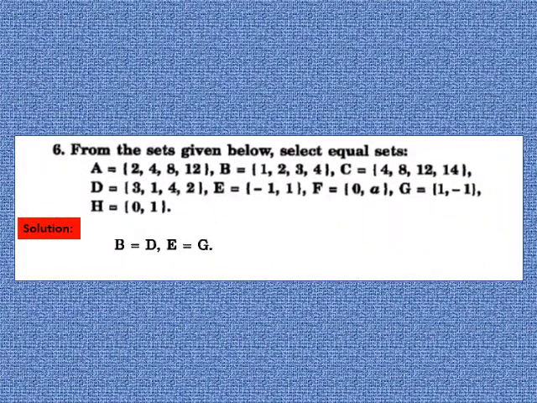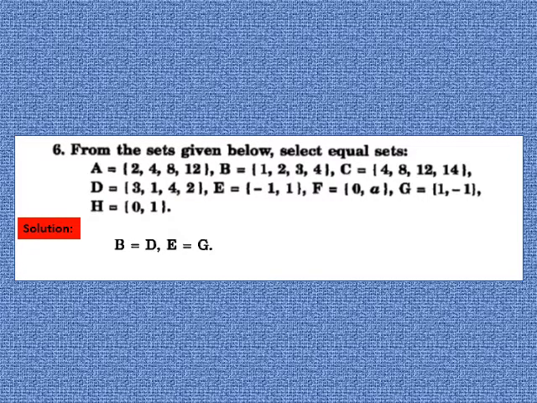Next we have question number 6. From the sets given below, select the equal sets. So we have A, B, C, D, E, F, G and H and we need to select the equal sets. So starting with A, which is {2, 4, 8, 12}. Now these elements are not there in any other set, so A is not equal to anyone. B is {1, 2, 3, 4}. Now 1, 2, 3, 4 is also there in set D, {3, 1, 4, 2}.